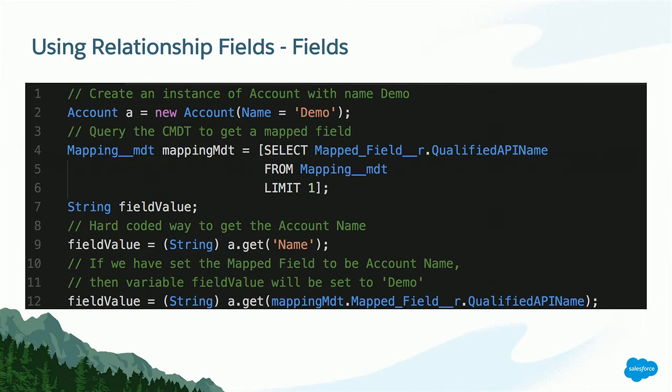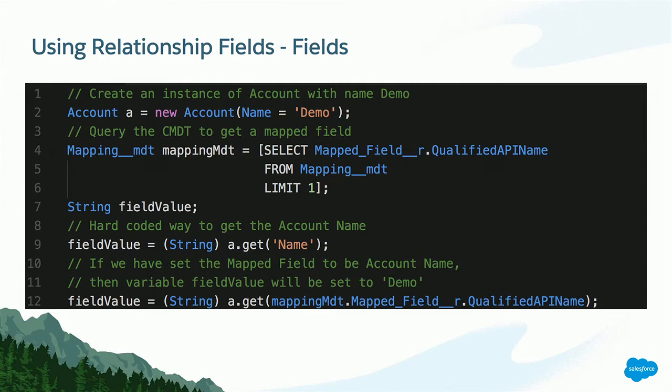So on line 2, I'm just going to create an instance of account. That's just to get me set up, but the name is called demo. And then I'm going to query it. So on line 4, I'm going to query that and just grab the first one that's out there. Let's look at two different ways that we can do this. The old way, not dynamic and not able to change with our requirements, is to just hard code in the name. So I can do a.get and then name. That's going to get me the name of the account. It works, but we've hard coded it in our code. We can't go back and change it.